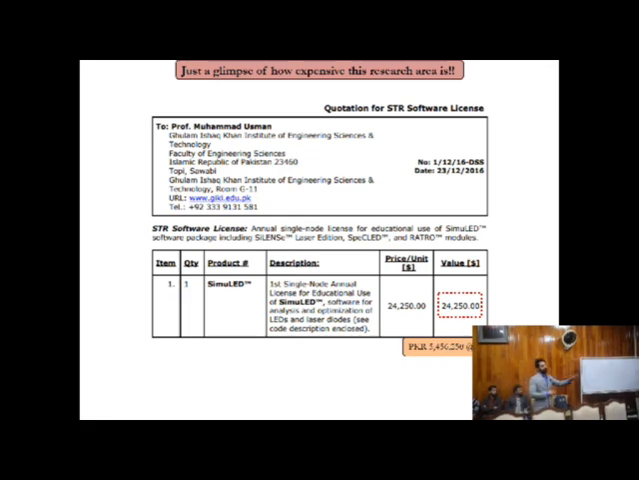This is supported by GIK, of course, with the help of Dean APS. Again, a cheaper version of the leading software, but again not very cheap if we compare to our expenses and to our budget.